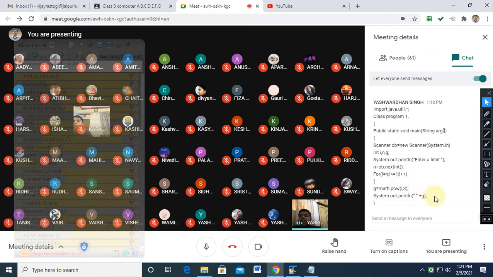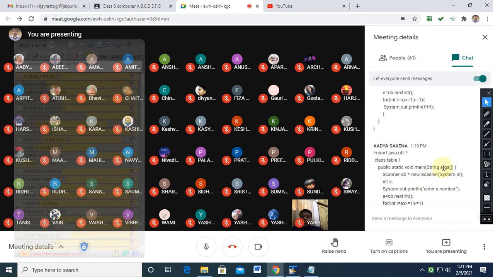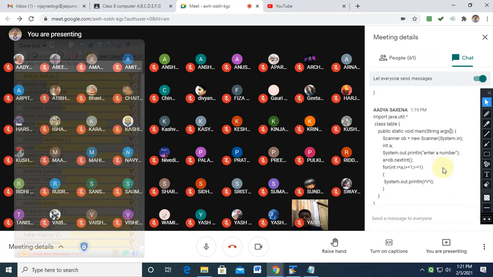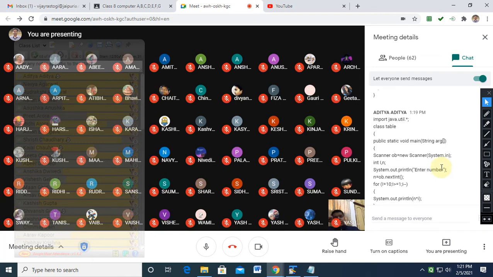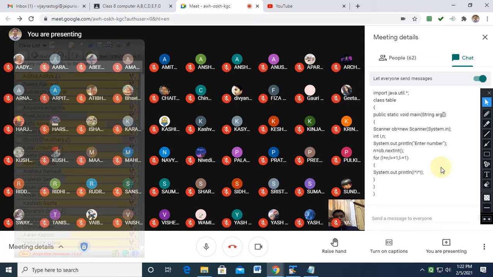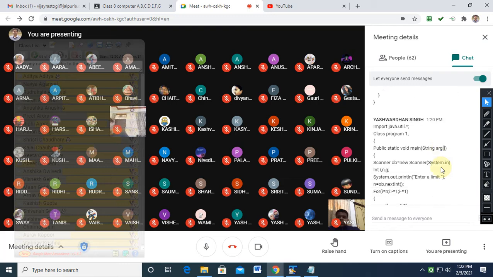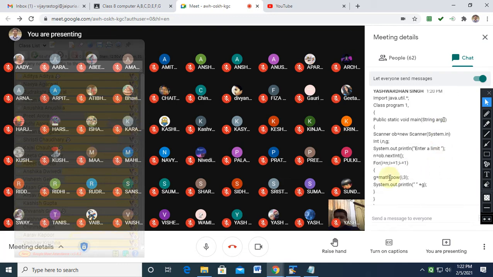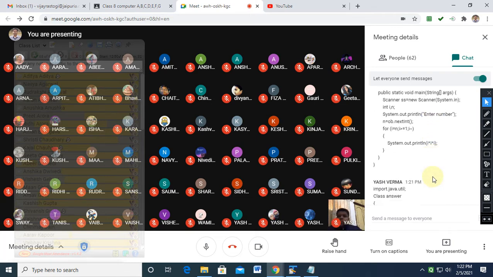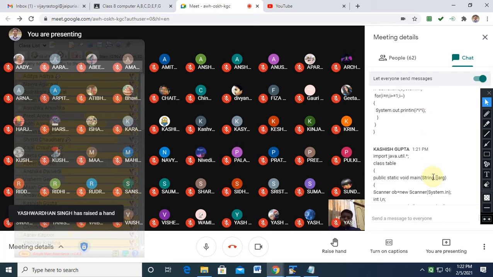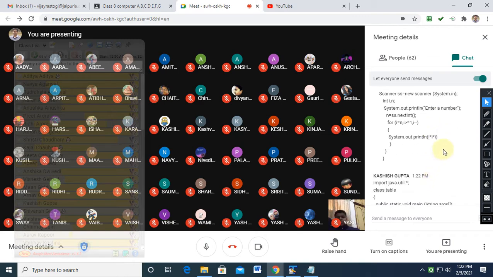Sir, this is my first one. I posted it again. I made the corrections. Okay. Krinali, yours is correct. Adya Saxena, yours is correct. Aditya, yours is, yeah, it is correct. This is the table one, I think. Vaishnavi Gupta, yours is correct. Riddhi Arora, yours is correct. Yashvardhan, yes, but in Math the M must be capital. Yashvardhan Mangedia, it is correct. Yash Verma, yours is correct. Kashvi, yours is correct. Srishti Srivastava, yours is correct, beta.